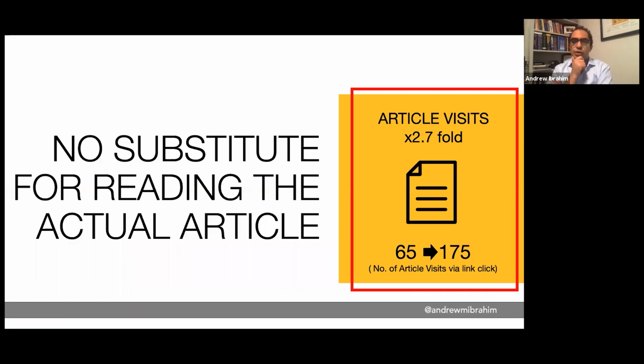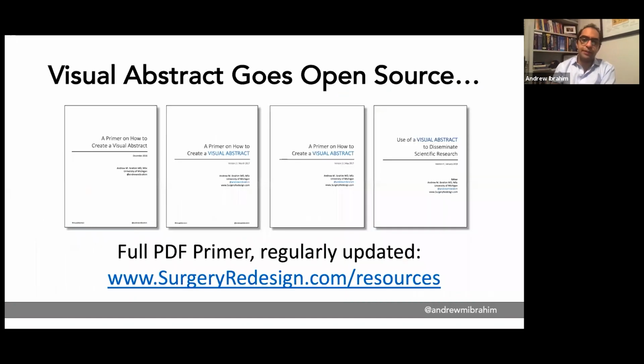And again, just as someone who spends a lot of time on the work, this isn't a substitute for reading the article, but how satisfying is it as a researcher to know that some investment in design may actually get your work read almost 3 times as much? I think that really resonated with me.